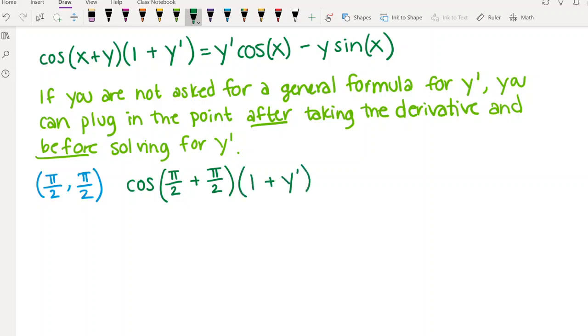So we can't plug anything in for y prime. We don't know what y prime is. So that has to stay. But anything that is just an x or a y, we can replace that with pi over 2. So y is pi over 2.